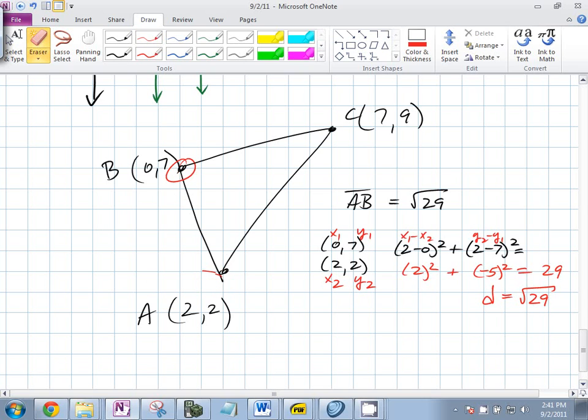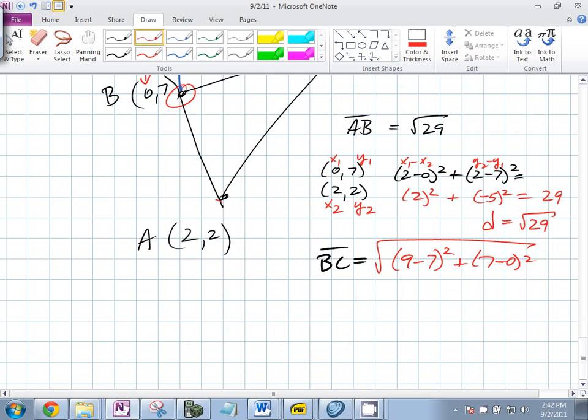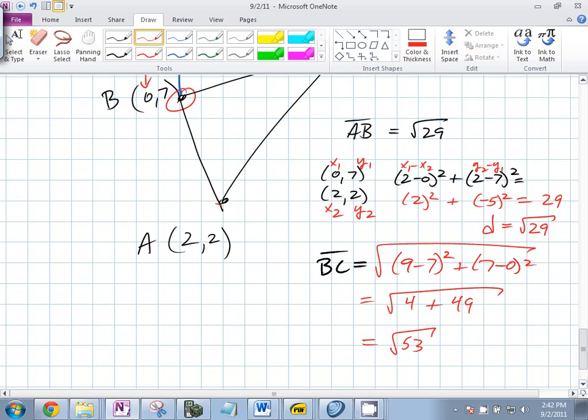If we want to do the next one, let's do B to C. If we want to do B to C, what right triangle are we talking about? It goes up and over, right? There's the right triangle. How far up do we go? 9 minus 7, which is 2. How far over do we go? 7 minus 0, which is 7. 2 squared plus 7 squared. So it's the square root of 53. Correct.